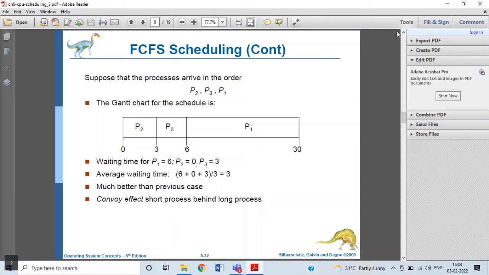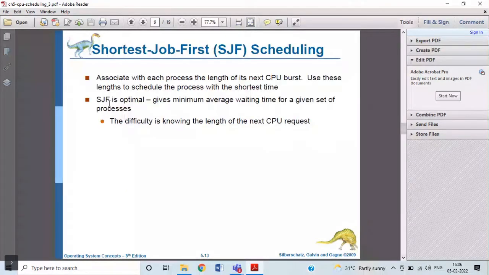And the second algorithm is shortest job first scheduling. First come first serve is the first algorithm, and the next one is shortest job first scheduling. Here we associate with each process the length of its next CPU burst. Now the example will make it understandable to you. Here SJF, the shortest job first, is optimal. It gives the minimum average waiting time for a given set of processes.